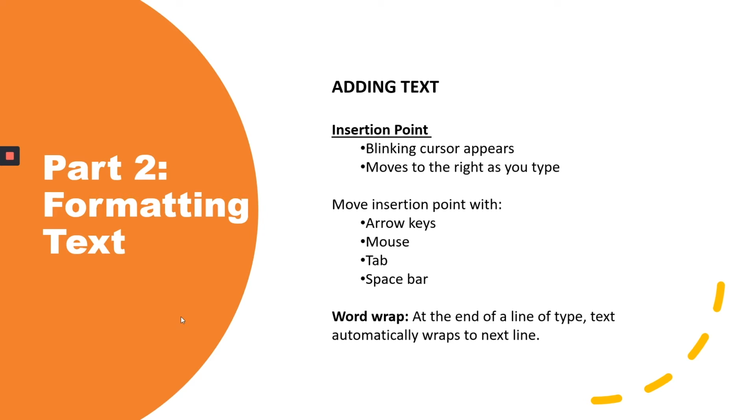As you type, the insertion point moves to the right and the characters you type appear to the left. As you reach the end of a line of text, your text automatically wraps to the next line. This feature is called Word Wrap. You can continue typing without pressing Enter to start a new line. When you do press Enter on your keyboard, Word begins a new paragraph on the next line.